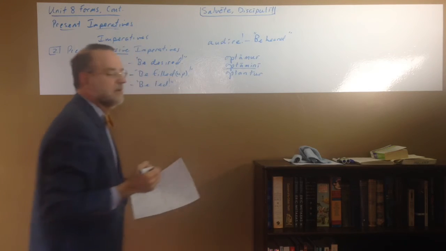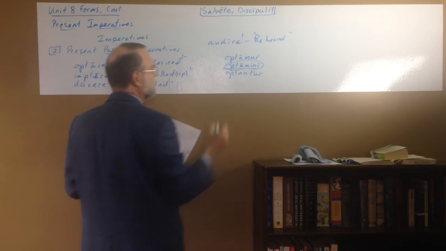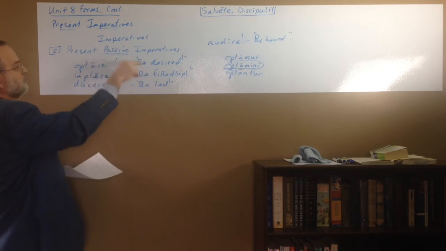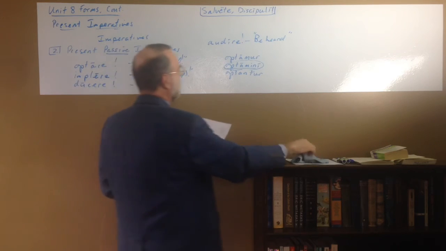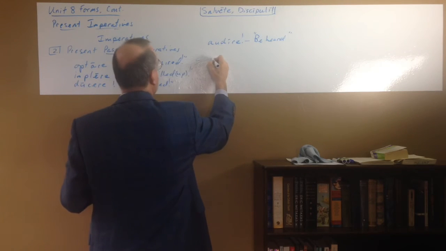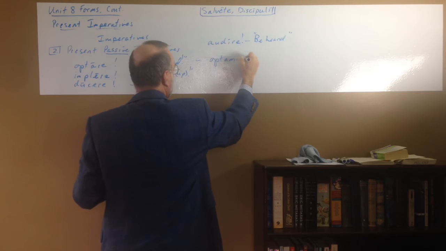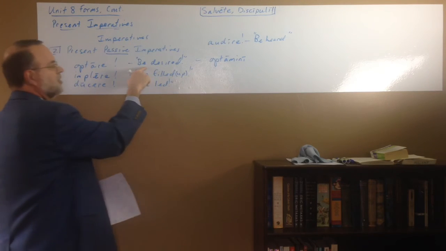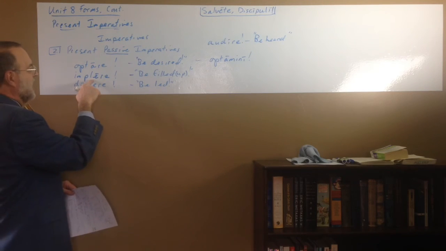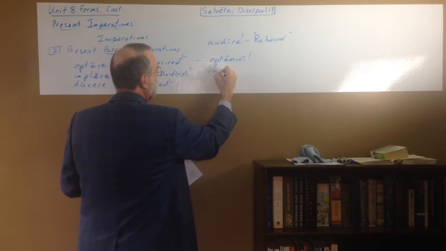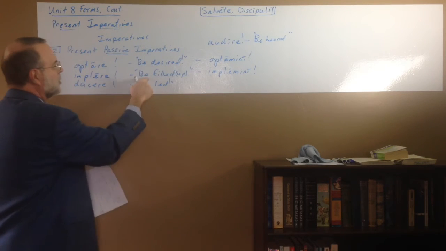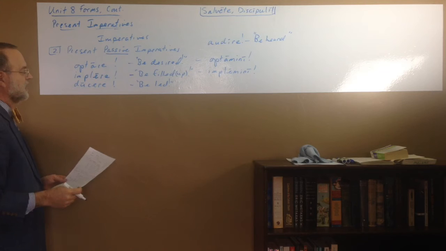Optamini. Okay? Well, that's the form that Latin uses for the present passive imperative plural. Okay, so optamini simply means you plural, be desired. Okay, and if you've got the hang of it, we're going to have for the plural form here, implemini, you plural, be filled up. Okay.